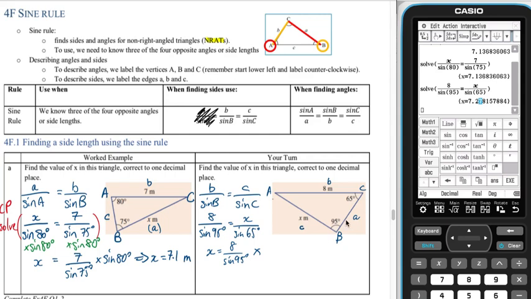Alright, I hope you enjoyed the video. In the next video, we'll be looking at finding an angle using the sine rule.